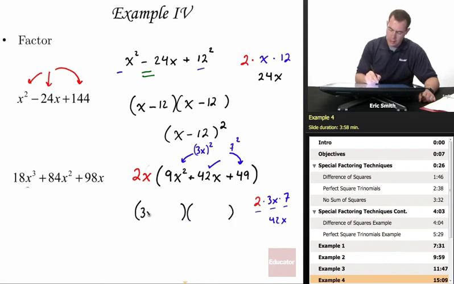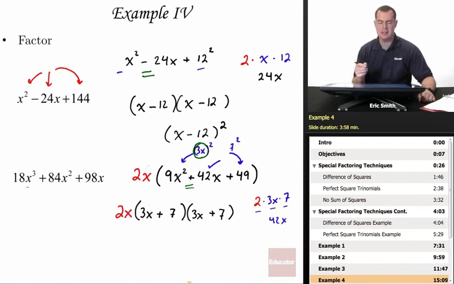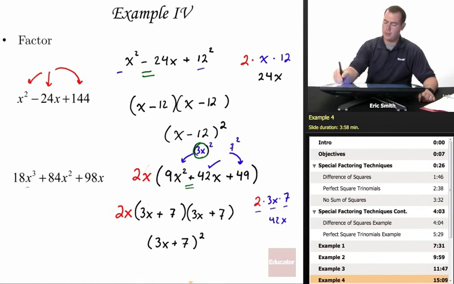This will be a 3x plus 7. So we're using the plus sign in here because the 42 is positive. And the reason why this is a 3x is because that's what the first term squared would have to be. Okay, don't forget that 2x out front at the very beginning. It's still there. And now we'll just finally go ahead and condense things since the 3x plus 7 appears twice. We'll write it as 3x plus 7, that whole thing squared. Of course, with a 2x out front. Not bad.